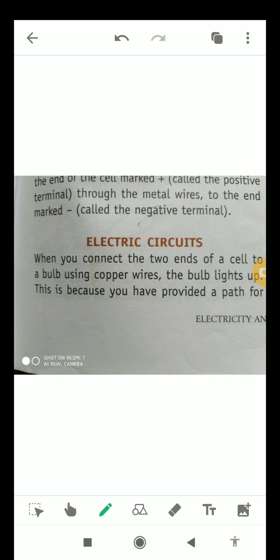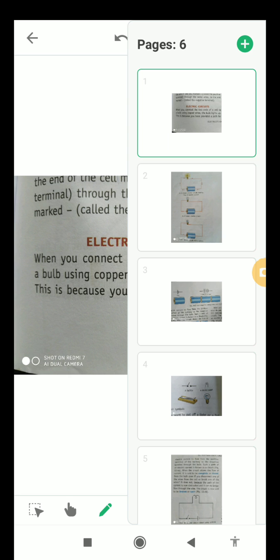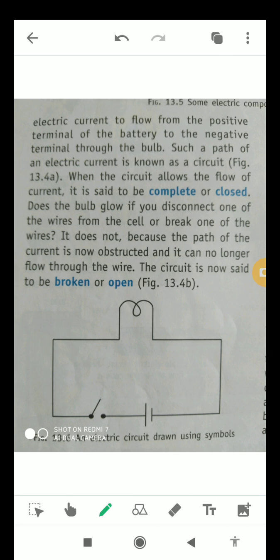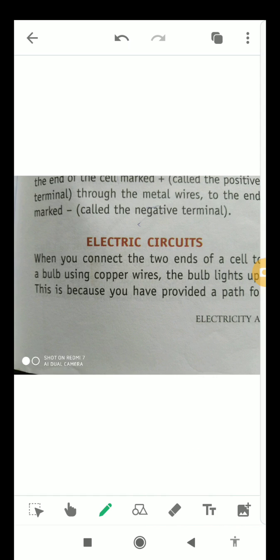When you connect the two ends of a cell to a bulb by using copper wires, the bulb lights up. Why? Because you have provided a path for the current to flow, and this path is known as the electric circuit.